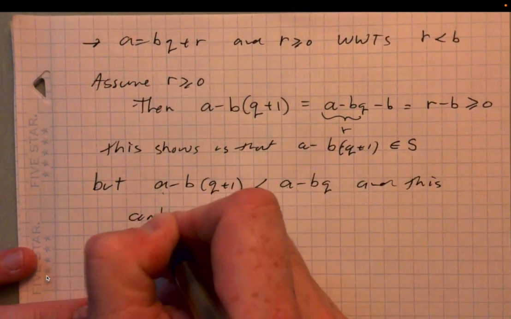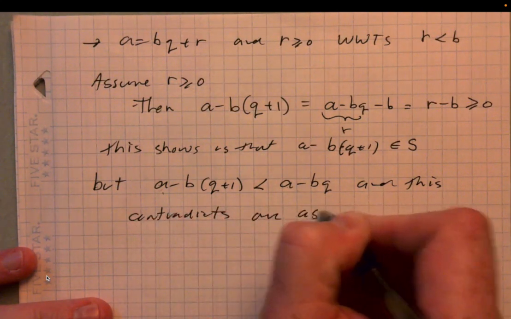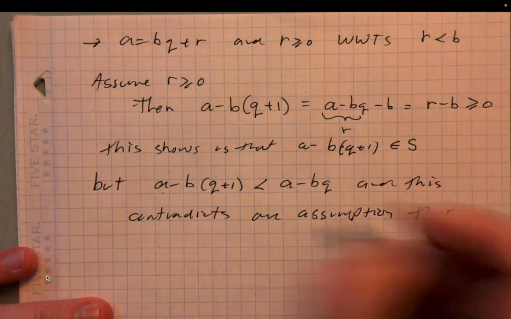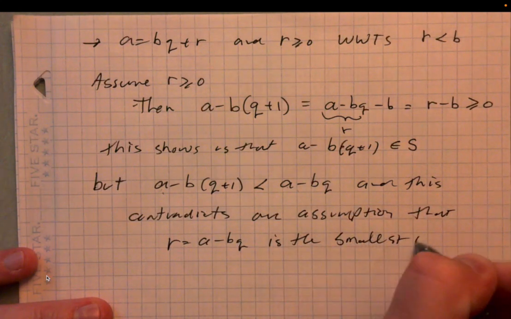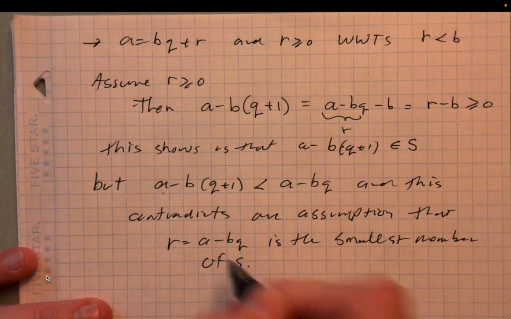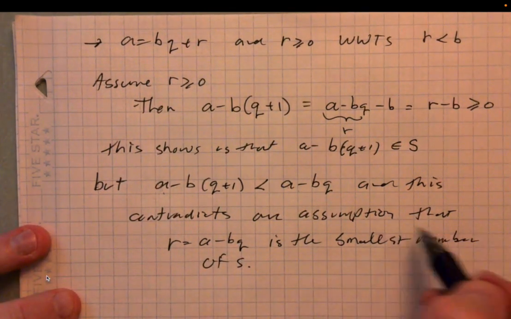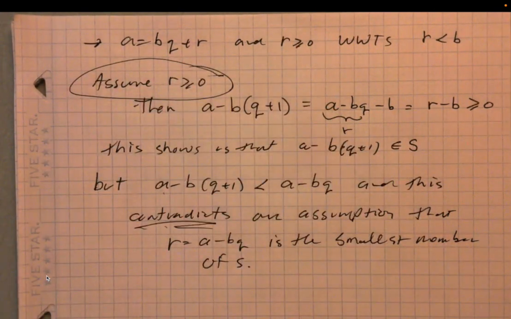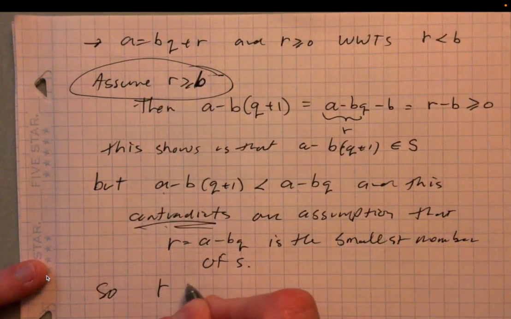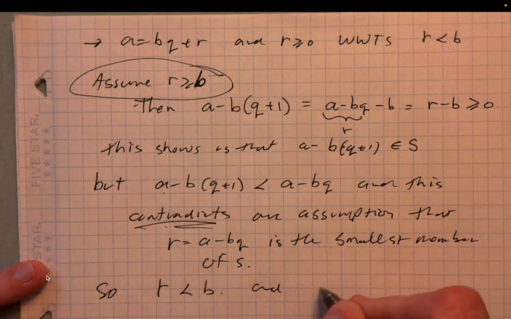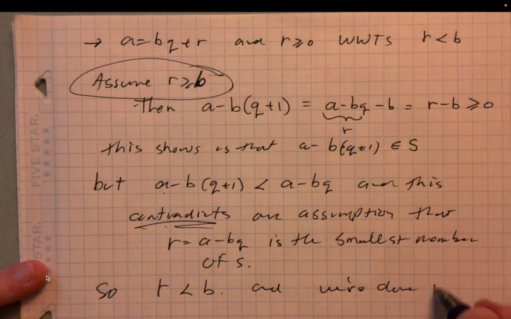So this contradicts our assumption that R equal A minus BQ is the smallest member of S. And this contradiction stems from our assumption. Sorry, this is R greater than or equal to B. And so we'll have to understand that in fact R must be less than B. And we're done with existence.